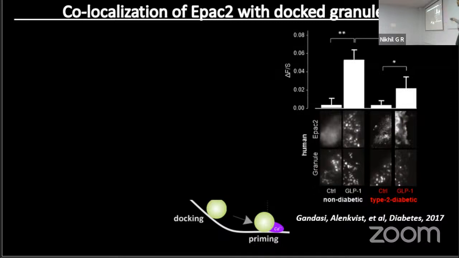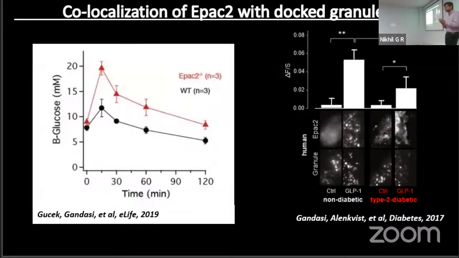So we tested GLP-1 itself in these donors. What we see is that there is a lower number of docked granules, and when you give GLP-1, you see an increase in the number of docked granules. In type 2s also there is a little bit of increase, not so much. This GLP-1 effect is mediated by a protein called EPAC2. EPAC2 is a cyclic AMP dependent protein. So we thought, fine, let's make a knockout of this and see what the phenotype is.